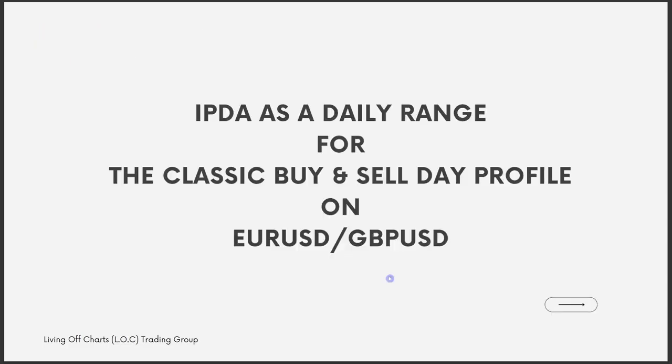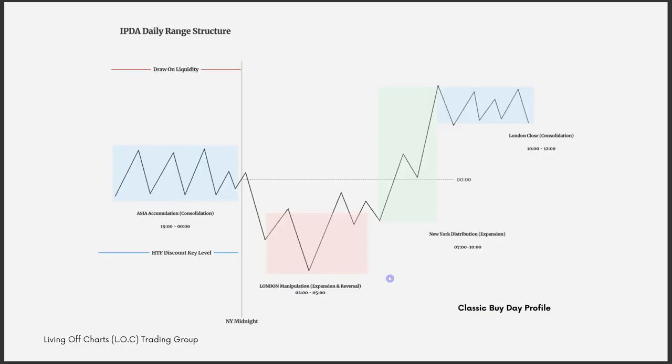Now, let's talk about IPDA as a daily range for the classic buy and sell day profile on Euro USD and GBP USD. So we've got a nice schematic over here, right? The IPDA daily range structure. First of all, we need to have key levels and we need to have a draw on liquidity. Now, if you trade a classic buy day profile, we want to see Asia session consolidate, right? And keep your mind on that IPDA market cycles, right? From a consolidation will never reverse. So this is perfect for a classic buy day situation over here.